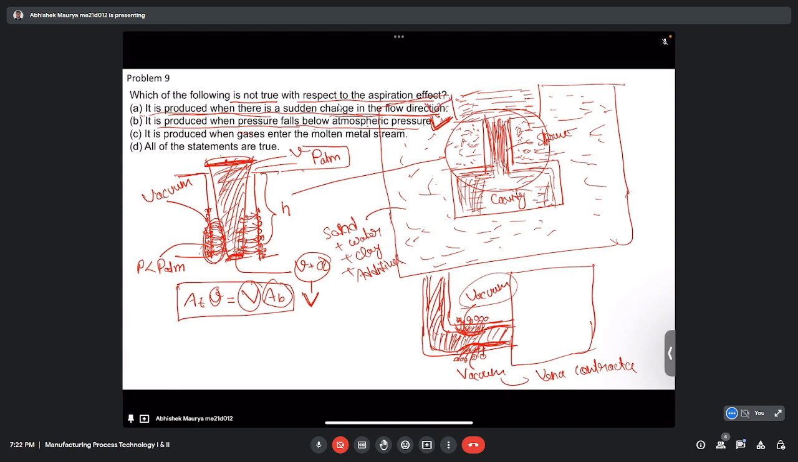So first and second are correct, and the third one is, it is produced when gases enter into the molten stream. Yes, that is the definition of the aspiration effect, the third one. So if we see, first, second, third all are correct. So the correct answer is D, all the statements are true.